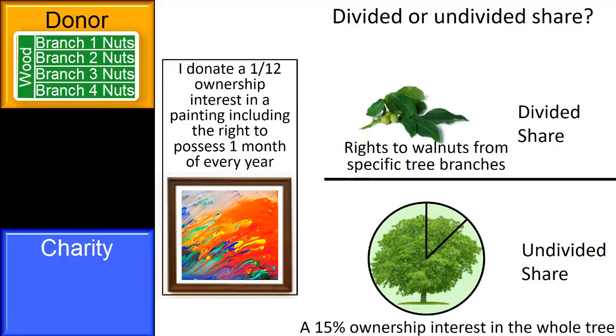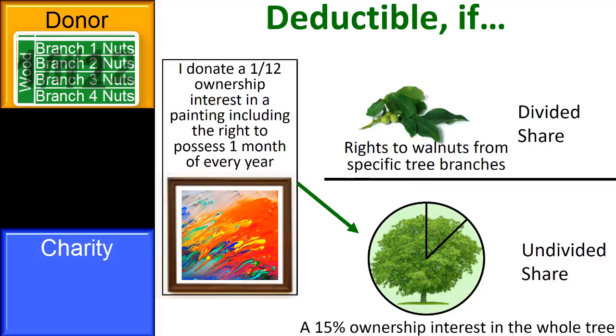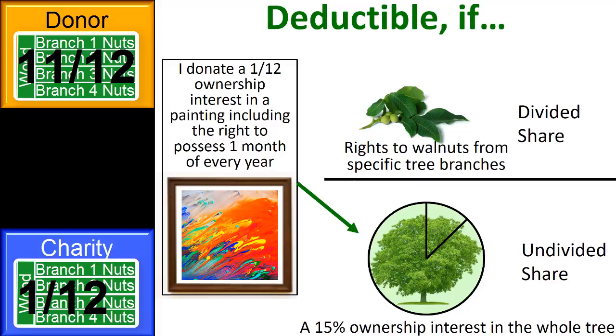Now suppose the donor gives a 1/12 ownership interest in all rights to a painting. This gift includes the right for the charity to possess the painting for 1 month out of every year. It also includes 1/12 of all other ownership rights owned by the donor in the painting. Is this a gift of a divided share, not deductible, or an undivided share, deductible? Because the charity receives a share of all of the rights owned by the donor, this is a gift of an undivided share. Such gifts of undivided shares are generally deductible.